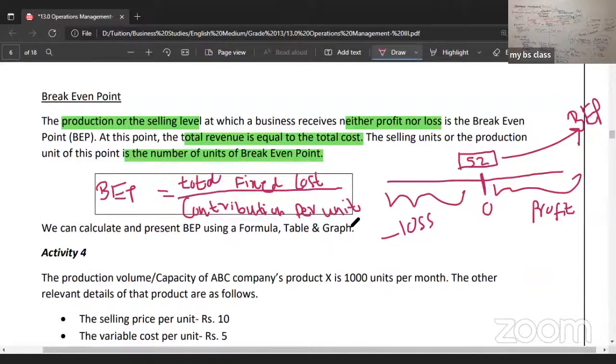Because why? In order to calculate the break even number of units. So the BEP equals total fixed cost divided by contribution per unit.